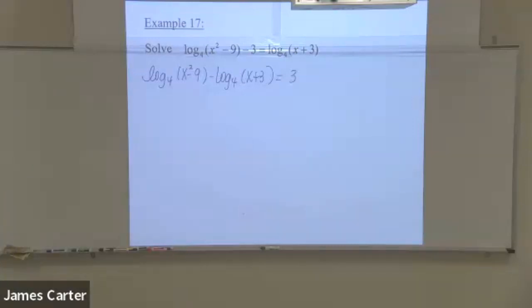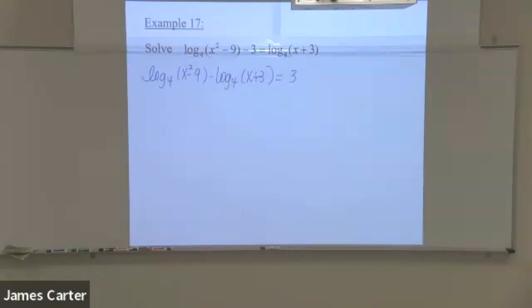Yeah, I added positive 3 to both sides, and I added negative log 4 of x plus 3 to both sides, to get it over. Okay, so at this point, keep going from here. Combine this into one log term.